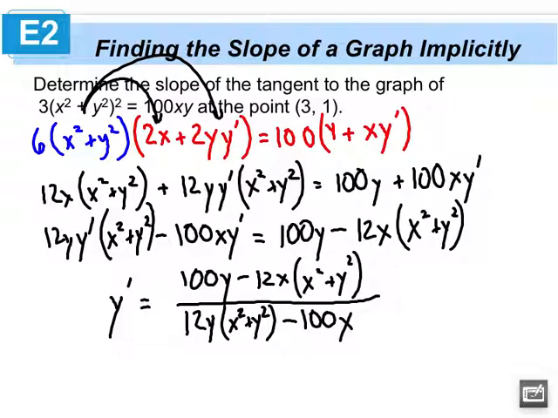Would that be an acceptable form for the answer? Yeah. Okay. So that's the slope. Well, no, that's the equation of the slope. We still haven't answered the question yet. You gotta plug in 3 and 1. Go ahead, I'll wait. So you wait.